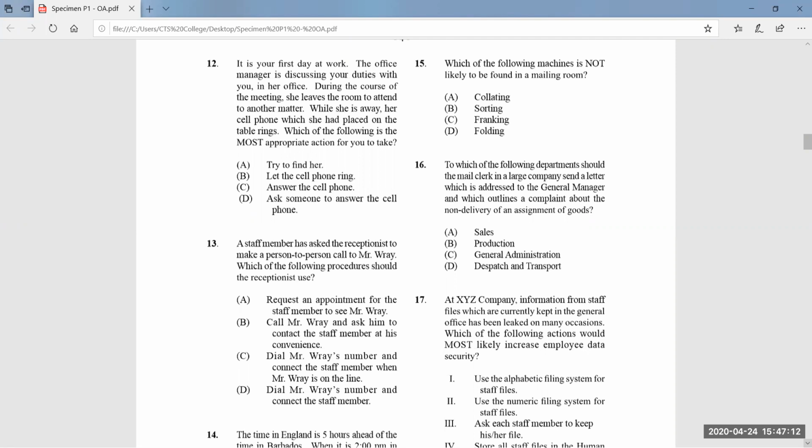A. No, it's not A. C. Right. Remember, the person wants to make a person-to-person call, which means that the person is there. So the person is there and wants to speak to Mr. Ray. So the person wants the receptionist to make a person-to-person call. So what the receptionist should do is dial Mr. Ray's number and connect the member of staff to Mr. Ray when he's on the line. So yes, the answer is C.